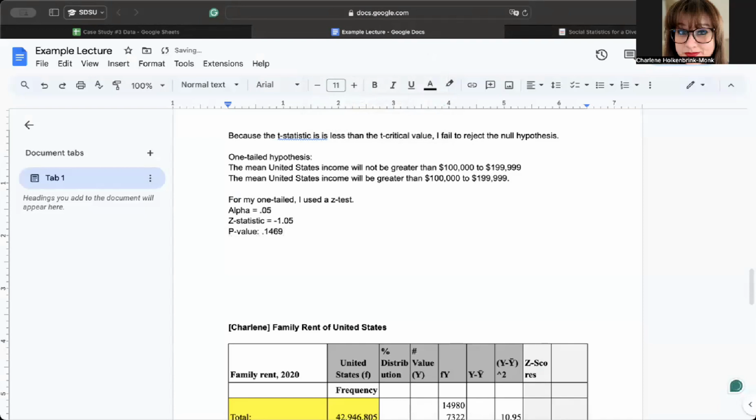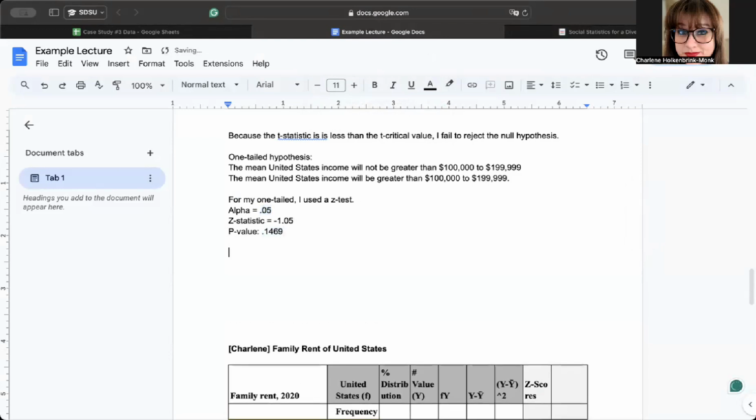In this particular case, it's 0.1469. If you had a two-tailed test, you would multiply this by 2. We do not. We have a one-tailed test. Now, what happens is we compare this to our 0.05. If your p-value is less than 0.05, you will reject your null hypothesis. If your p-value is greater than 0.05, you will fail to reject the null hypothesis. I fail to reject the null hypothesis.